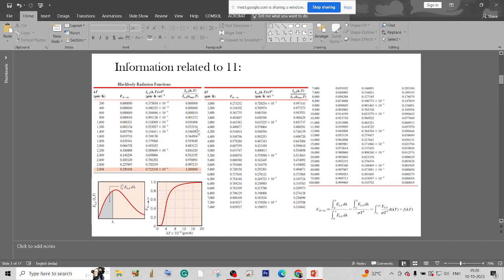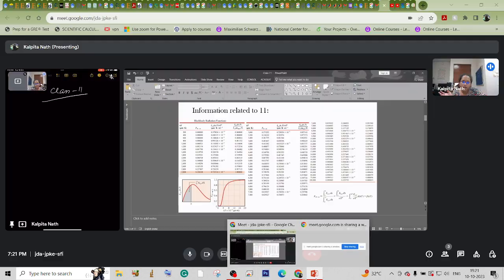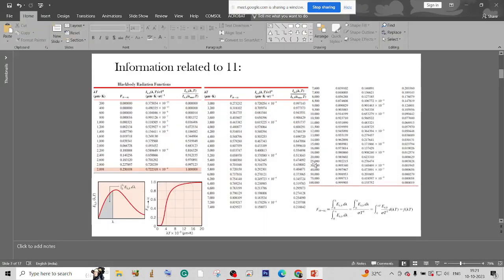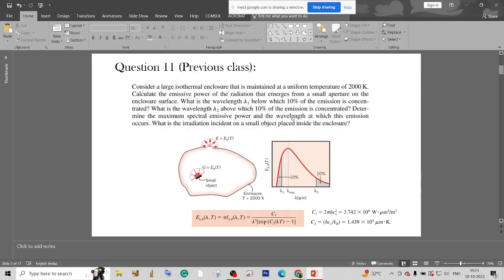This is a chart that is already provided. For a given fraction, we can easily get the corresponding lambda T from here by interpolation. The temperature is already given for the enclosure, so lambda we can easily find out for both cases. Now moving forward, determine the maximum spectral emissive power and the wavelength at which the emission occurs.